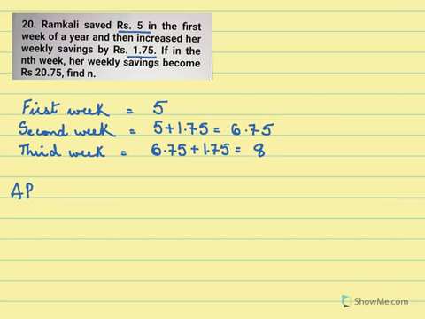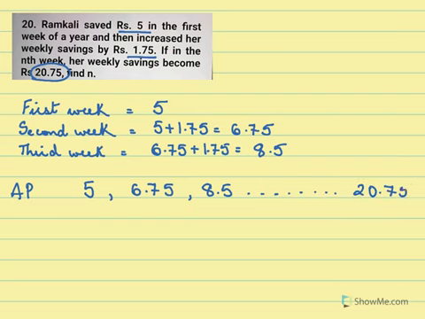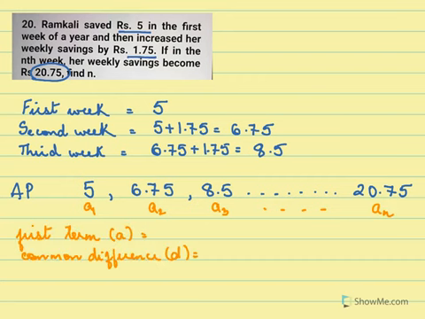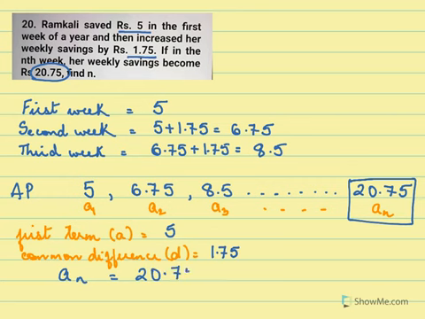And it went on. So here we have an AP. Her savings would be in an AP. First term would be 5, then 6.75, then 8.5, and it would go on this way. We want to know in which week her saving was 20.75, so this is my first term, second term, third term, and this is my nth term. The first term is the savings of the first week, and that is 5. The common difference was 1.75 because she increased her savings every time by 1.75, and our an is 20.75.